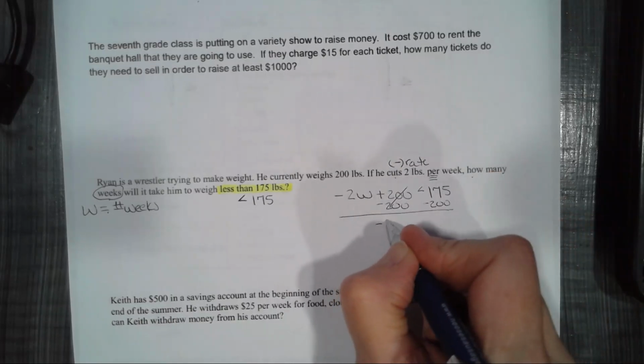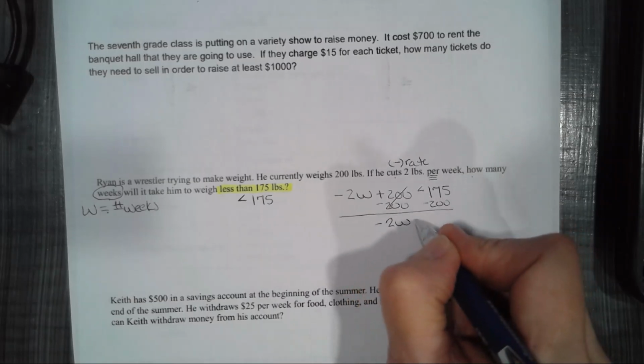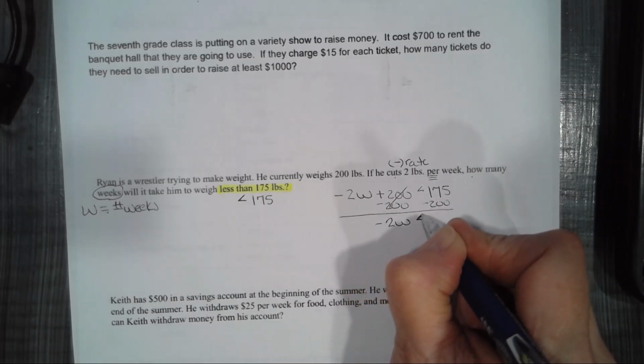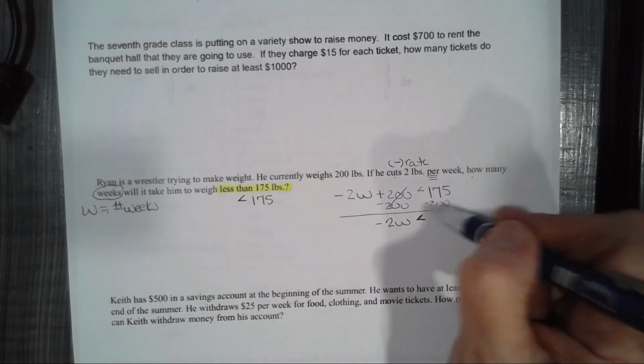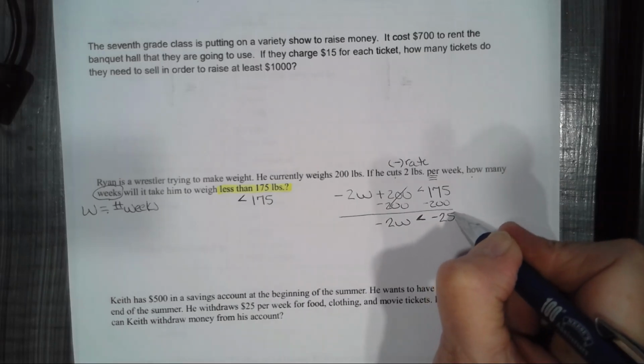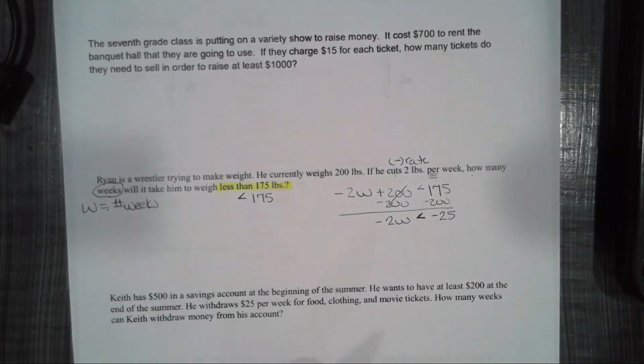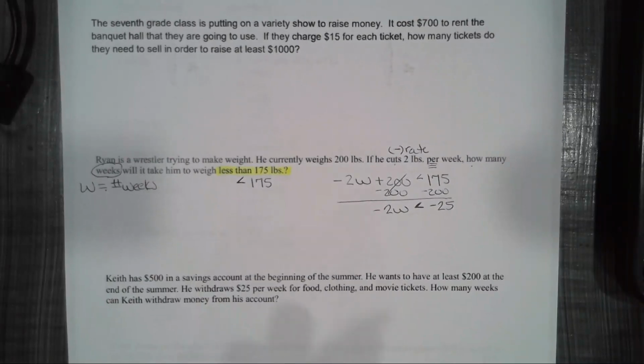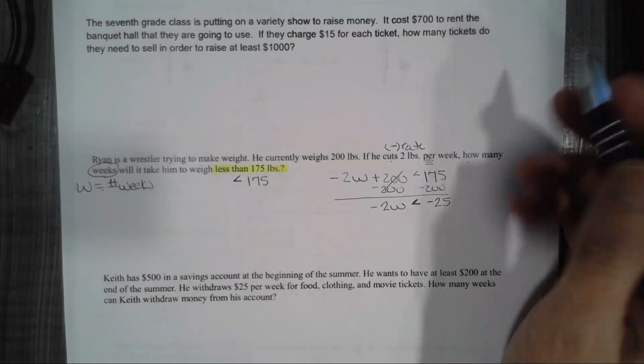Bring down your negative 2w. Bring down your inequality symbol because it's important. And then 175 minus 200 is negative 25. Okay, now this brings up another little rule that we need to remember when we're dealing with inequalities.